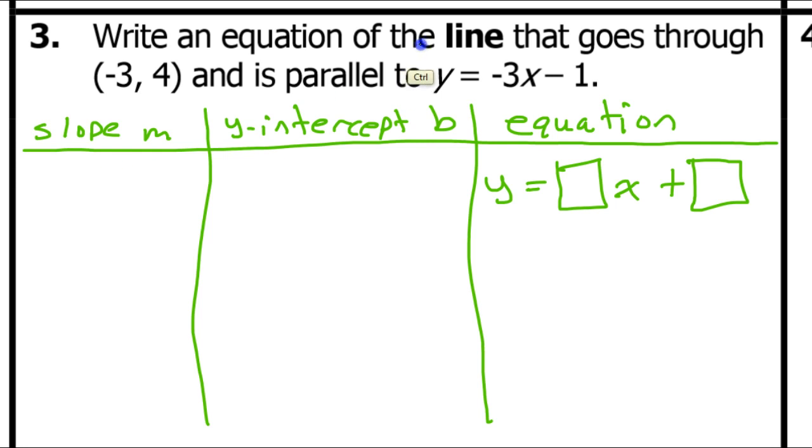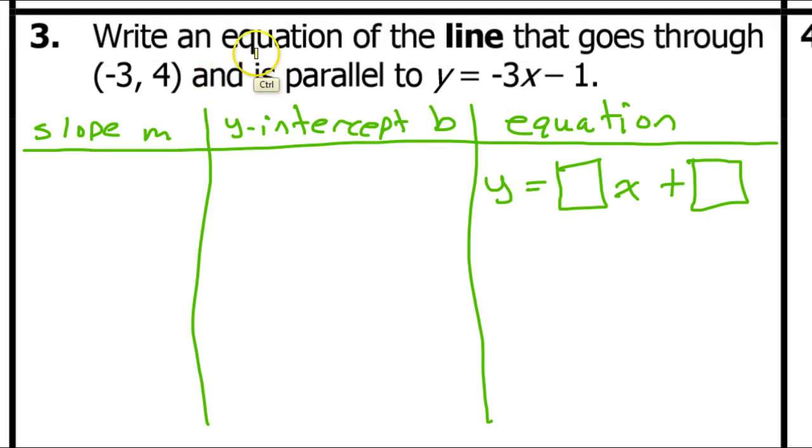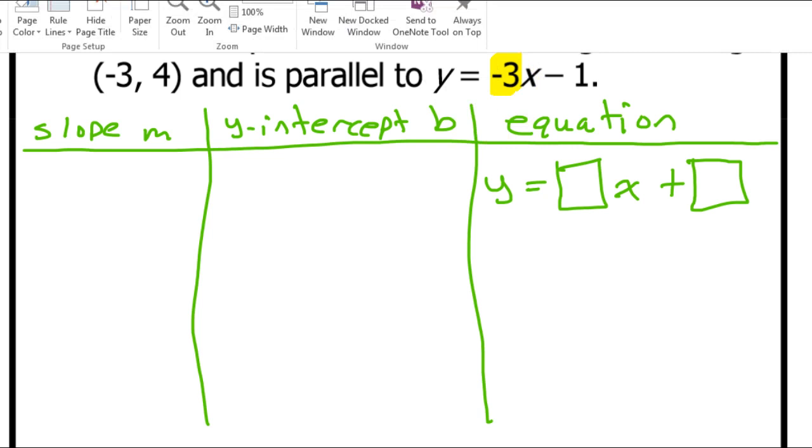What they gave me instead was the equation of a parallel line. So indirectly they are giving me the slope. So let's start by looking at this. Can you tell me the slope of this parallel line right here? What's the slope? Alright, hopefully you were shouting out -3 at your phone or computer, because -3 is the slope.